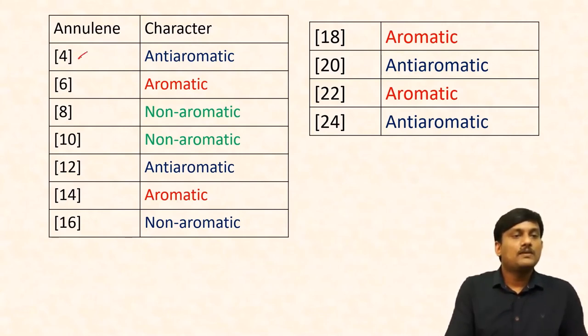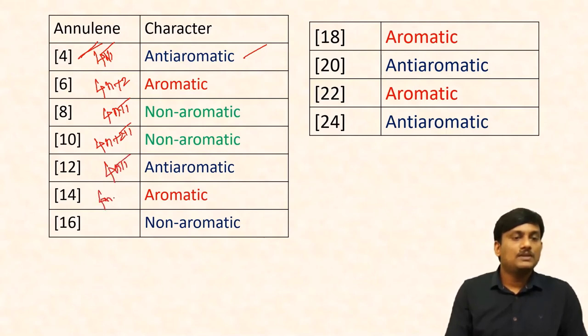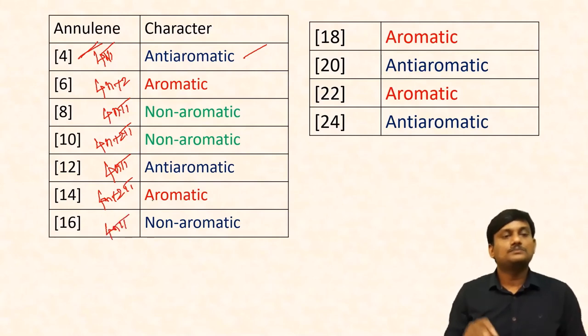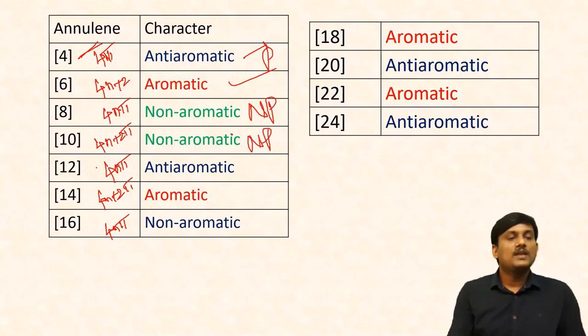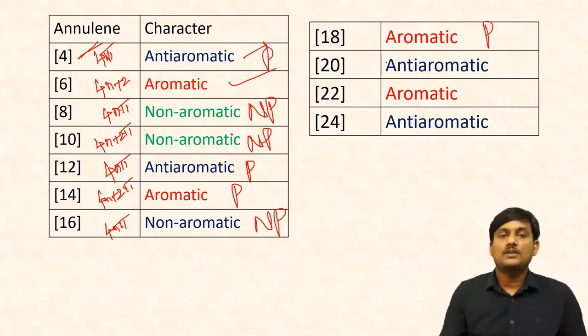If you take 4 annulene, anti-aromatic, 4 pi system. This one is a 4n pi system, this one is 4n plus 2 pi, 4n pi, 4n plus 2 pi, and 4n pi, like that. Since it is planar, 4 pi, anti-aromatic, this one is aromatic, 8 is non-planar, 10 also non-planar, so non-aromatic, 12 planar, anti-aromatic, 14 also planar, aromatic, and this one is non-planar, and 18 planar, 20 also planar, 22 also planar, and 24 also planar.